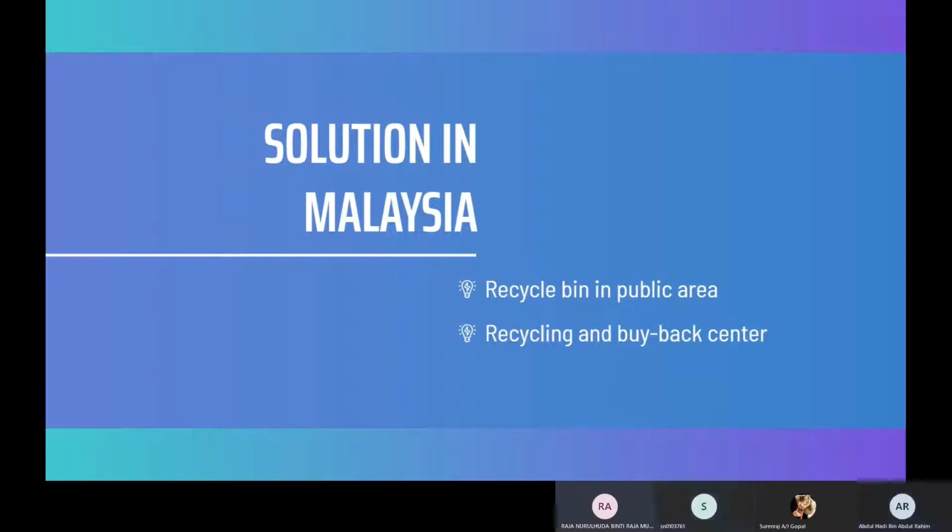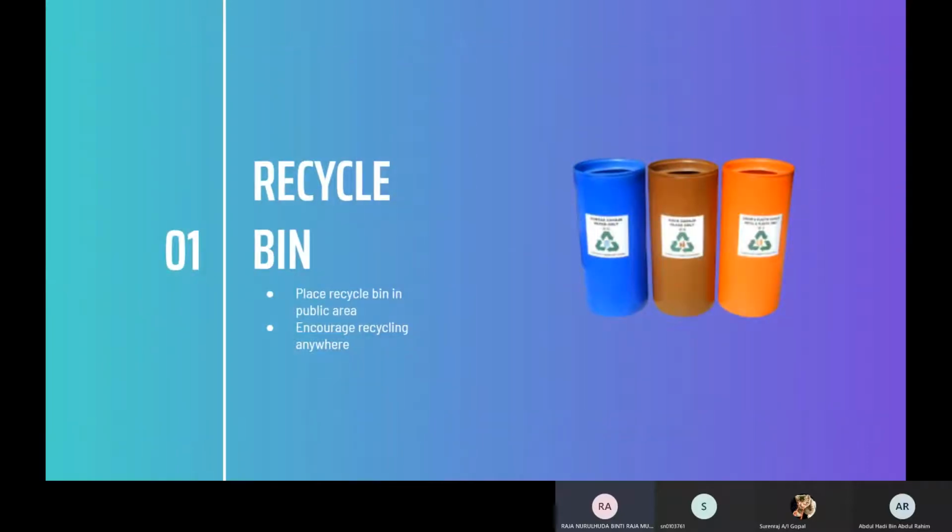So there are a lot of solutions that have been implemented in Malaysia, and these are the most common things that we can do for recycling. The first one is placing recycle bins in public areas, and the next one is recycling and buyback centers. As we can see, there are a lot of recycle bins that have been placed around us, especially in public areas, such as parks, shopping malls, or schools and campuses.